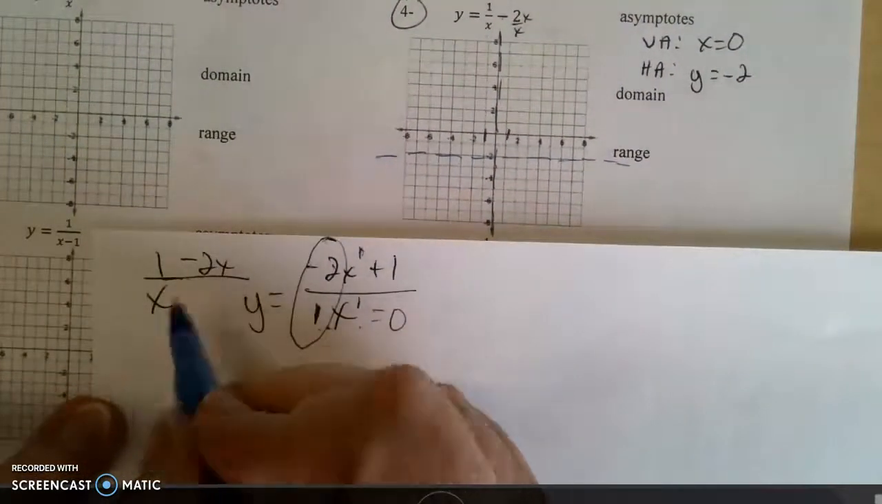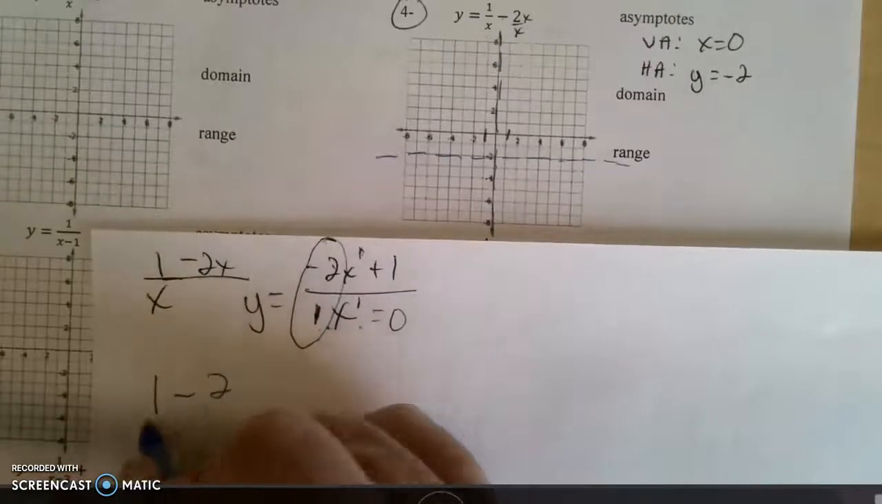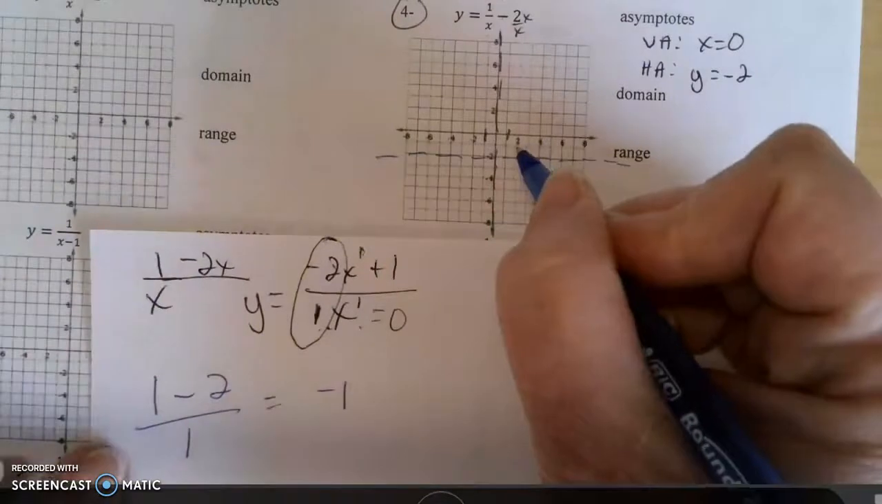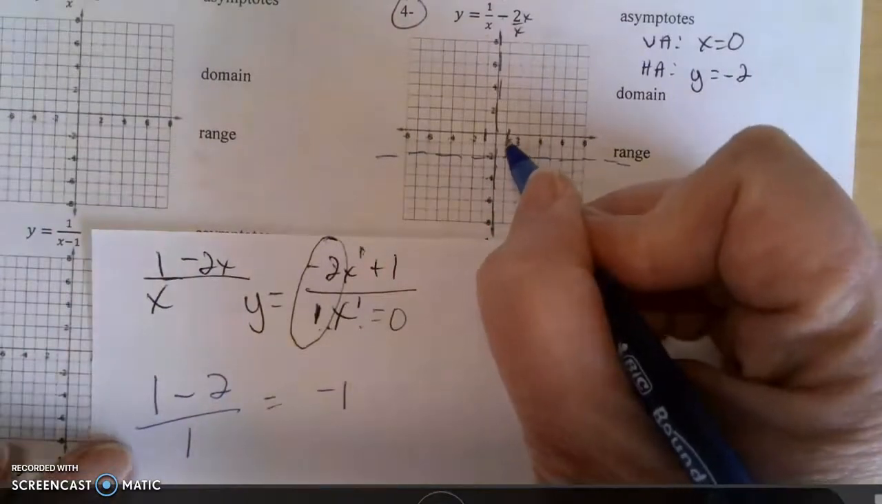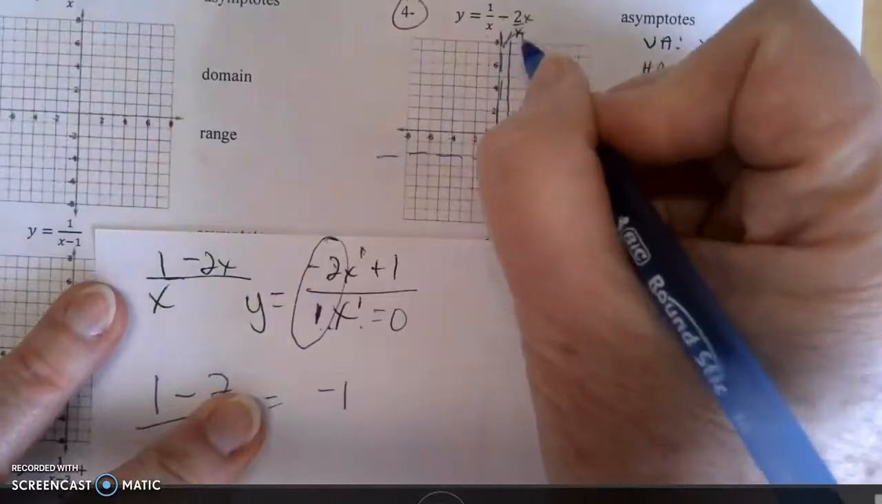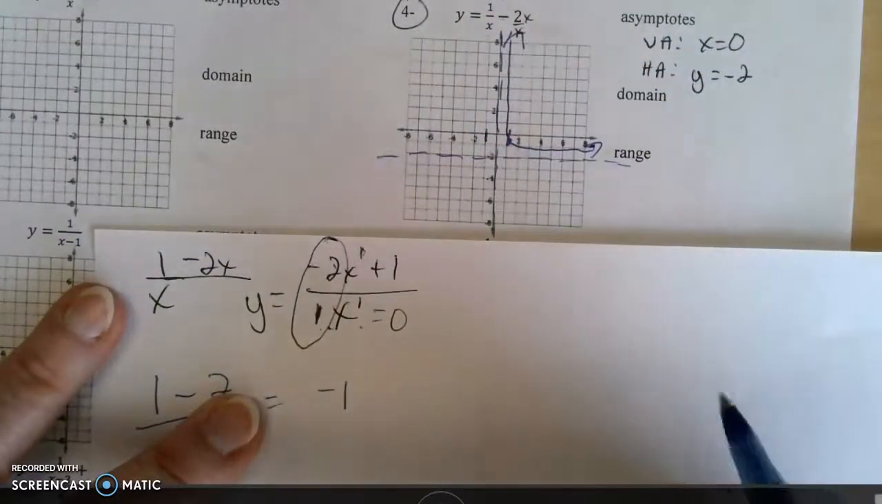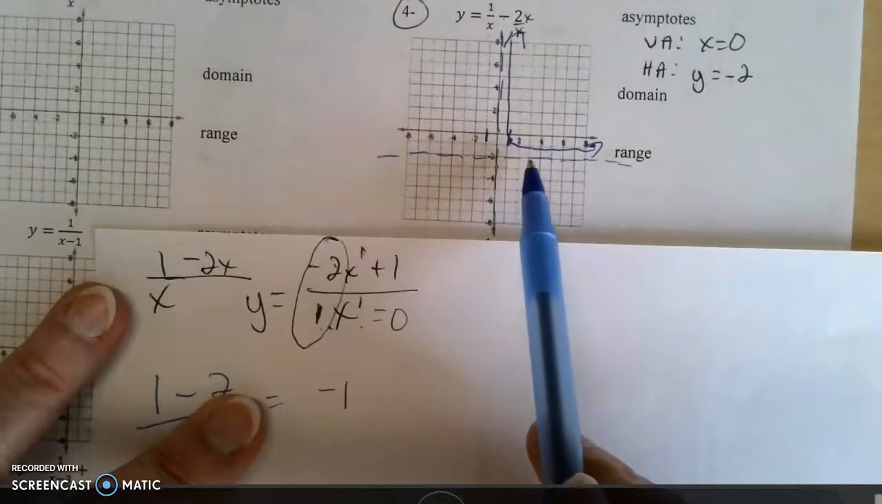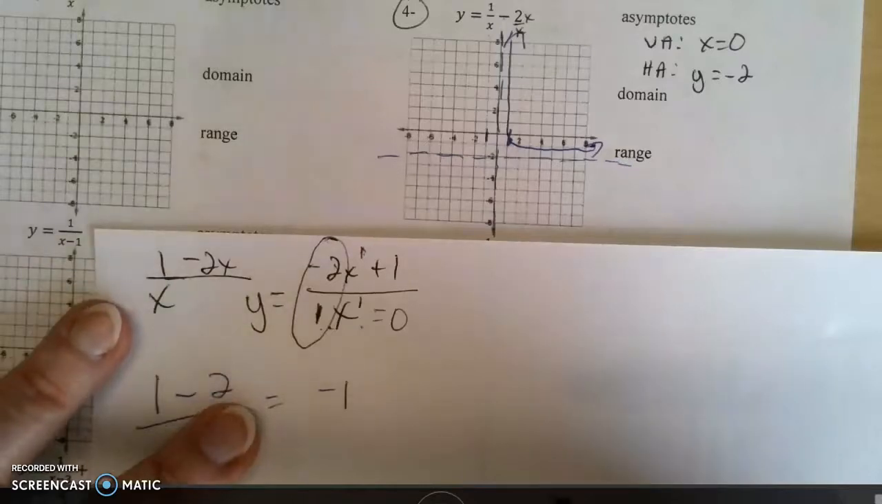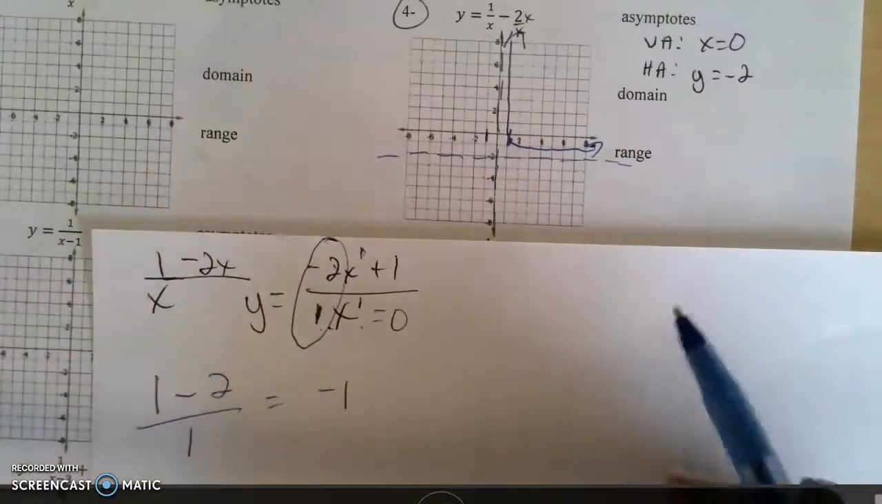So if I plug in 1, at 1 I get -1. So that's up here. Remember, asymptotes, most of the time we do not cross them. Every once in a while we might cross the horizontal asymptote, but for the most part we don't cross them. And obliques sometimes we cross.